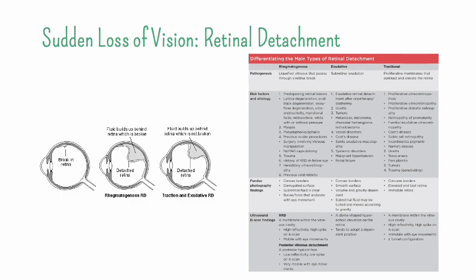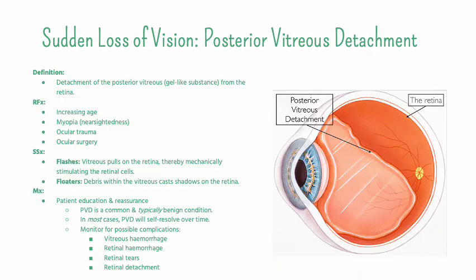So these are just some images summarizing the different types of retinal detachment that you can have a read of in your own time, but they have a few more details that you're not necessarily going to need to know for your exam. So posterior vitreous detachment is a very common and usually benign condition. It essentially is the detachment of the posterior vitreous from the retina.